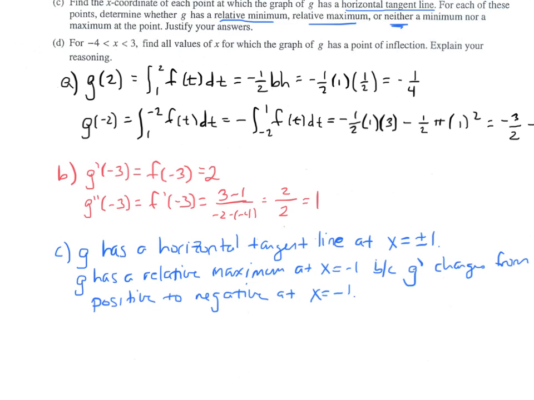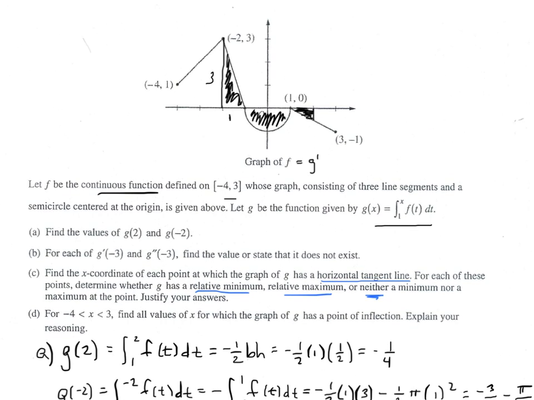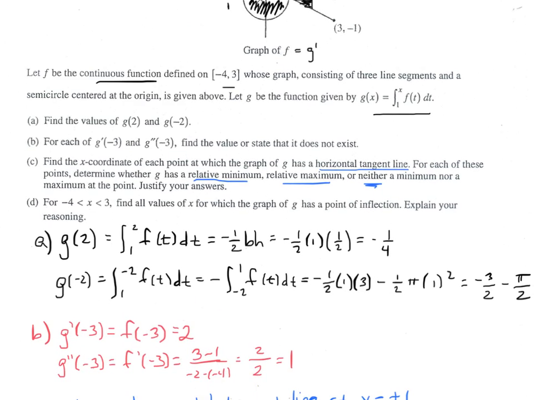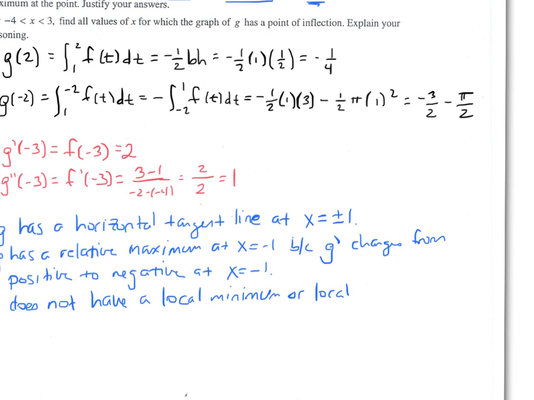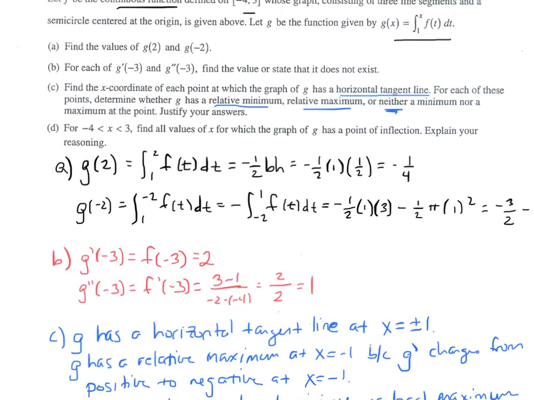Now we look at x equals +1, which is right here, and notice we don't have a sign change. The derivative remains negative, so we don't have a local min or a local max at x equals 1. So g does not have a local minimum or local maximum at x equals 1.